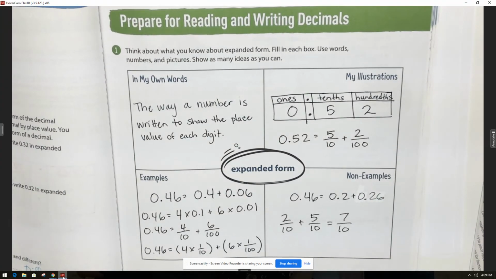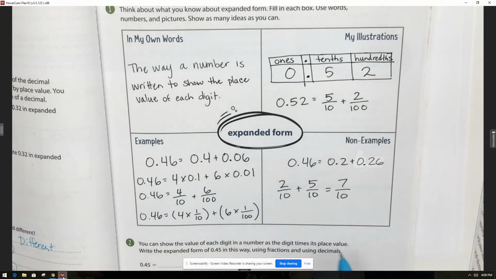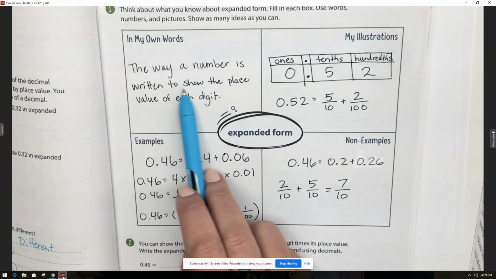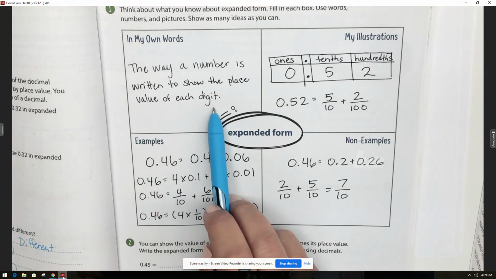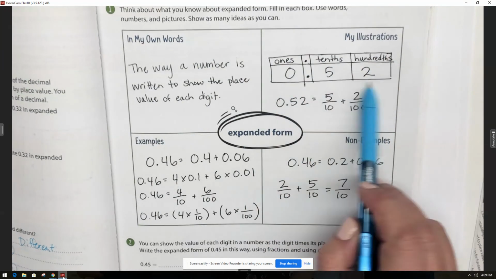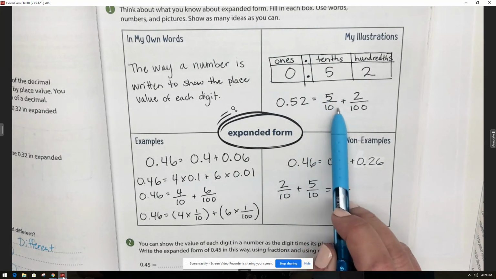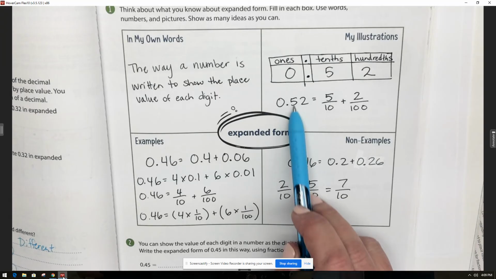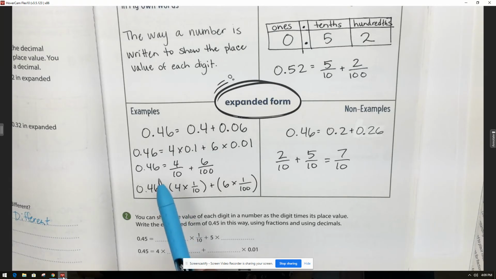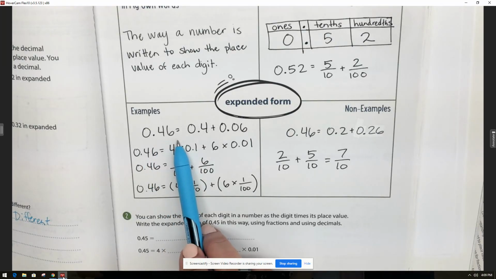Now we're going to go on and look at this graphic organizer that talks about expanded form. So what is expanded form? Expanded form is the way a number is written to show the place value of each digit. So some different examples of expanded form. If we have the place value drawn for 52/100ths, we can show the decimal 52/100ths as 5/10 plus 2/100ths because we have 5 in the tenth place and 2 in the hundredth place.